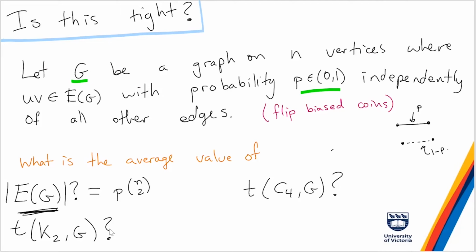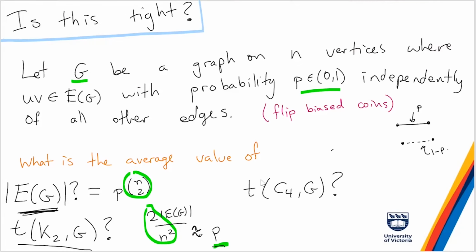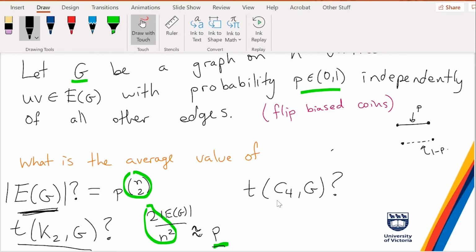And that means that the average value of this edge density, the density of K2 in G, is just 2 times the number of edges over n squared. So remember, n choose 2 is roughly n squared over 2. So roughly the density of K2 in G is going to be P. That's not exact, but approximate, because n choose 2 is roughly n squared over 2, so this thing almost cancels with this thing. And what would you expect for C4 of G?